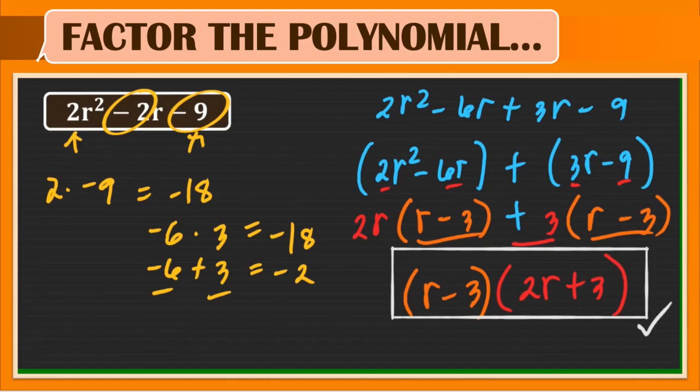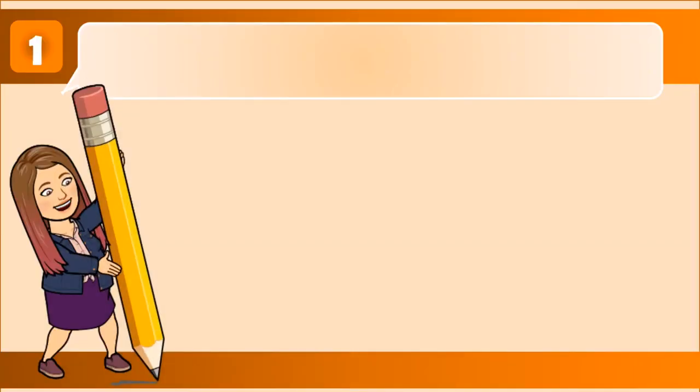So that's it. By the way, if we want to check if the factors that we have are correct, we can simply use the FOIL method. We multiply the two factors, and then we can see that the product would be the given polynomial. Did you understand what we have discussed? Let's apply what you have learned.